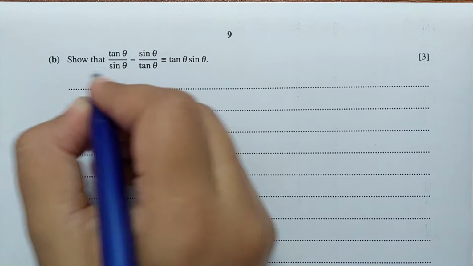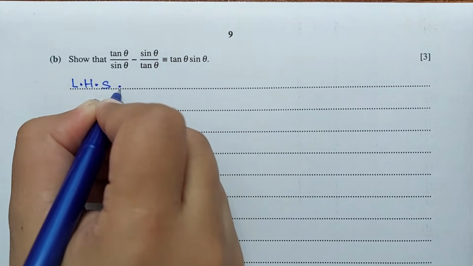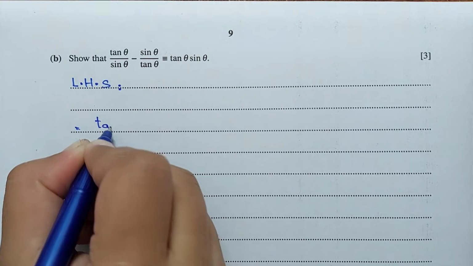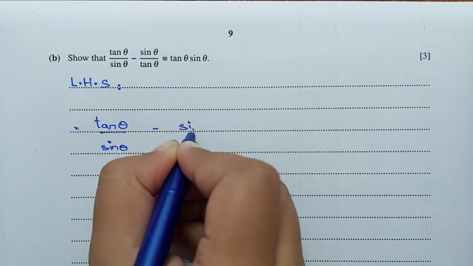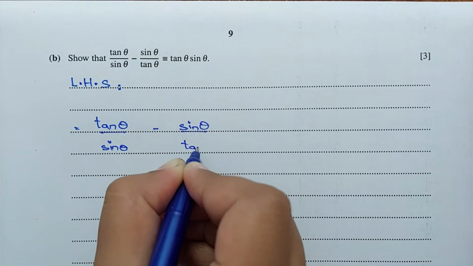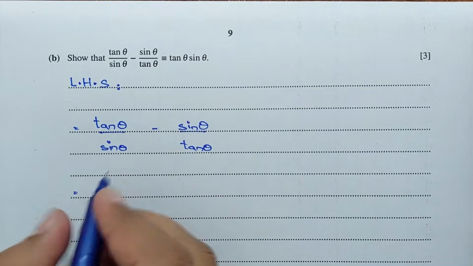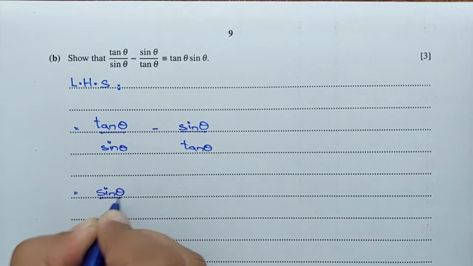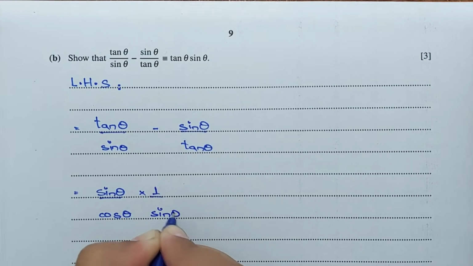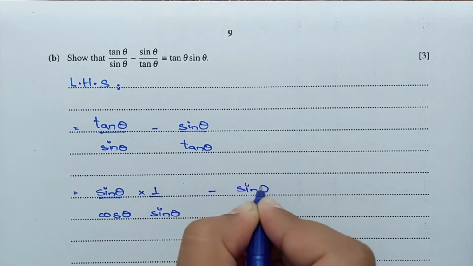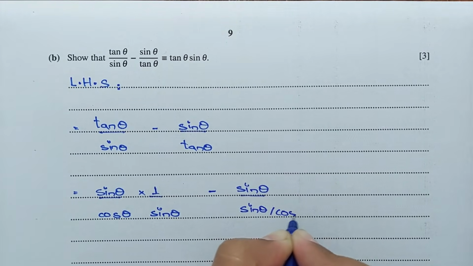Now for part B, show that the left hand side equals the right hand side. So let me start from the left hand side. The left hand side is tan theta over sine theta minus sine theta over tan theta. Okay, so we can switch the ratios. Tangent is basically sine over cos, sine theta over cos theta, multiplied by 1 over sine theta, minus sine theta, and tangent is a ratio of sine over cos, so sine theta over cos theta.